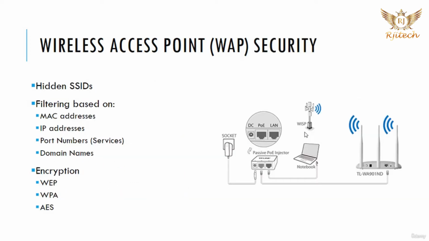The security features inside a wireless access point are many. The SSID itself can be hidden, so it is not exposed to the attacker. Access points use filtering based on several parameters. It can filter the traffic based on MAC addresses, IP addresses, or port numbers, which means that it can filter the HTTP service based on port number 80. It can filter some domain names to control access to the network from inside to outside or vice versa.